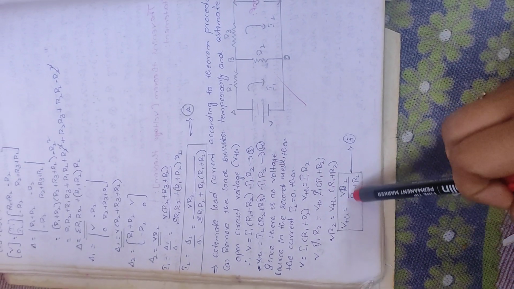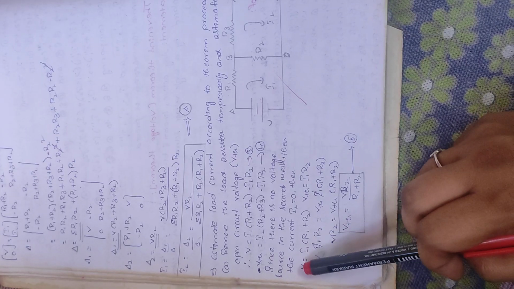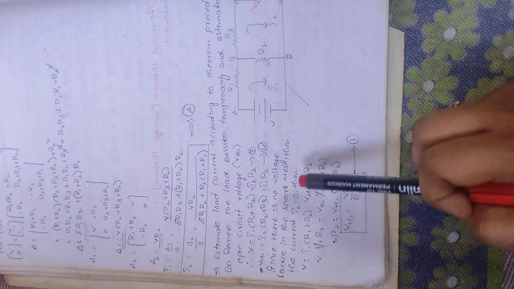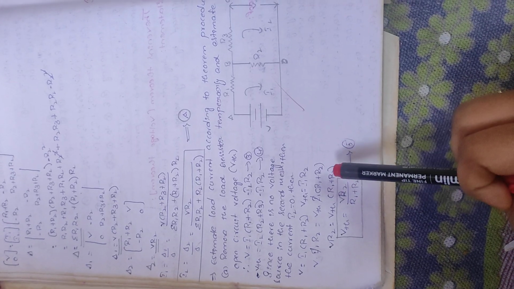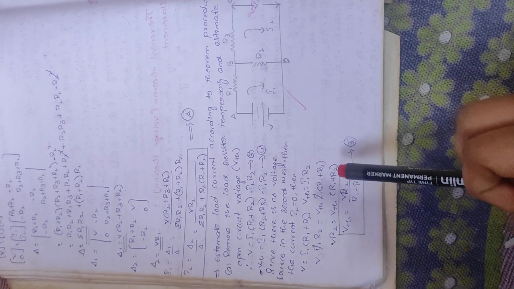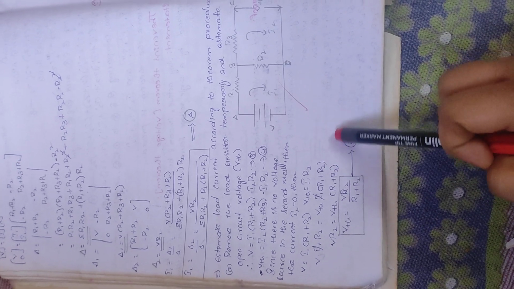From this equation we get, by applying I1 is equal to V by R1 plus R2, and substituting this, V Thevenin's is equal to V R2 by R1 plus R2. This will be taken as equation 5.